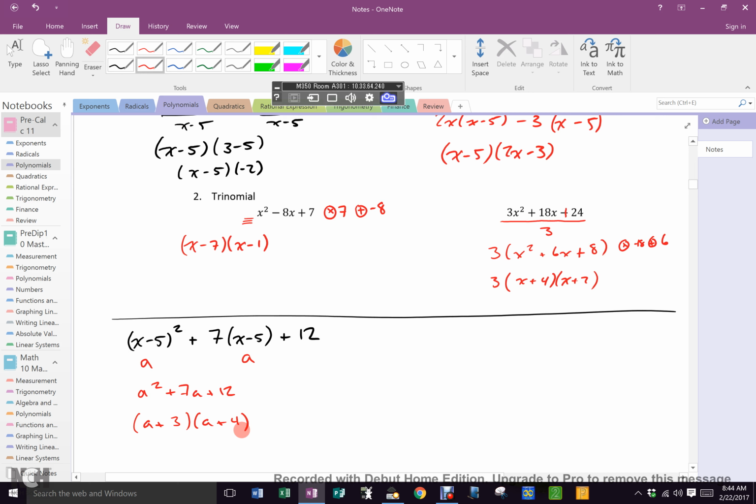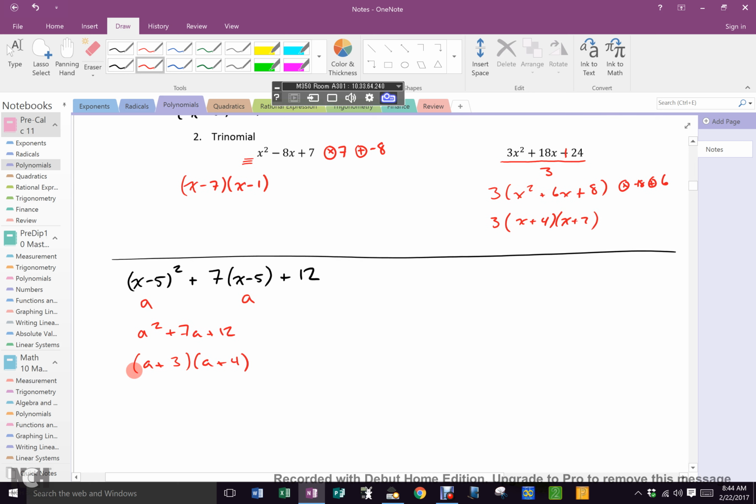But a is not part of the original equation, is it? What is a now? X minus 5 plus 3 and x minus 5 plus 4. So it's really x minus 2 and x minus 1. And that's where you're done. Is everybody cool with that?